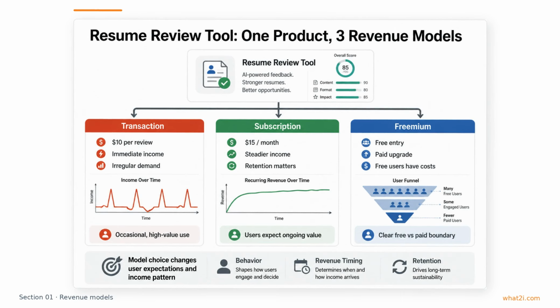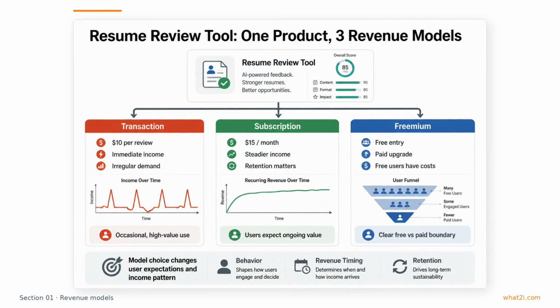Under a transaction model, the business might charge $10 per review, which creates immediate cash but only when someone needs the service. Under a subscription model, it might charge $15 a month for ongoing access, resume storage, repeated feedback, and job search tools, creating steadier revenue but making retention critical.